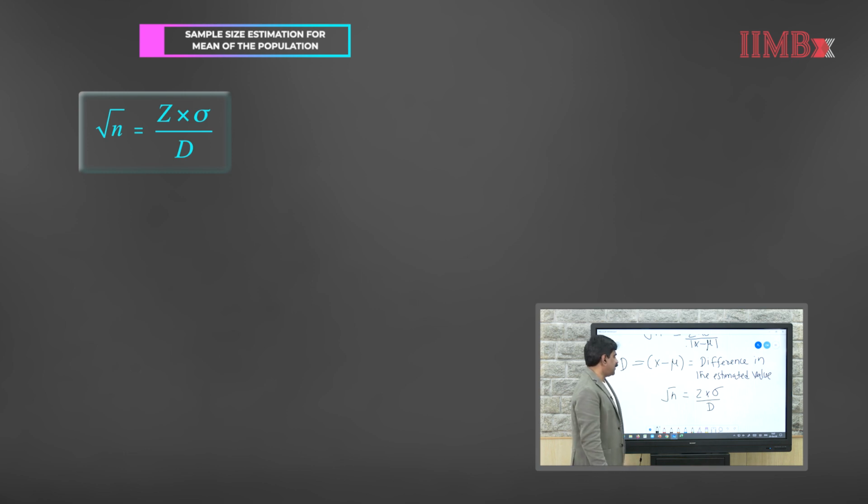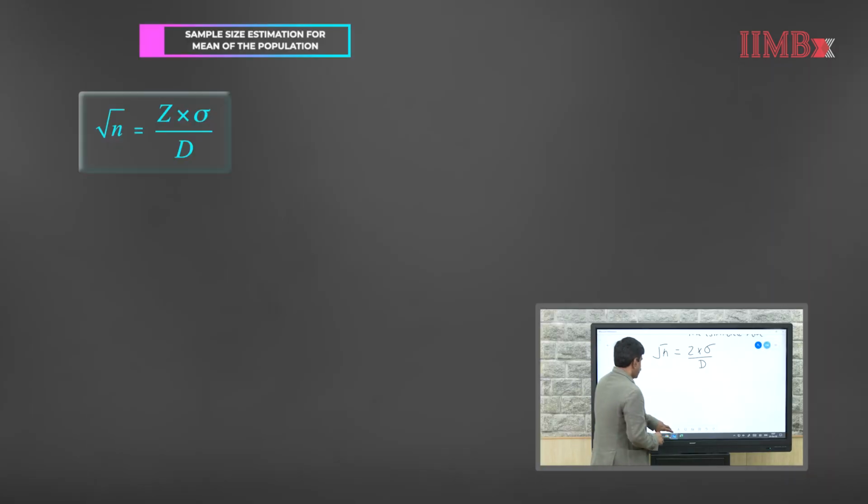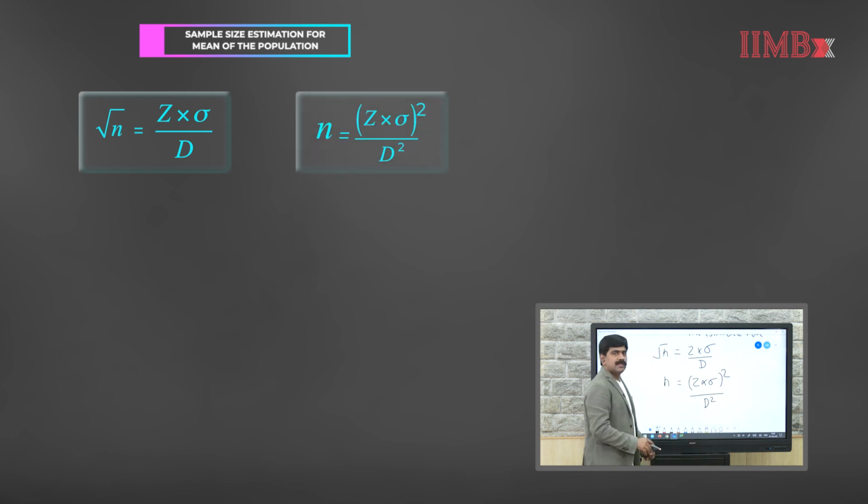Now, left hand side we have under root n, which is a sample size. So, when I square both sides, left hand side I will have n, the right hand side will become z times sigma square divided by d square. So, the denominator is basically the error in prediction, and sigma is the population standard deviation. This is the critical value that we can take from standard normal distribution.